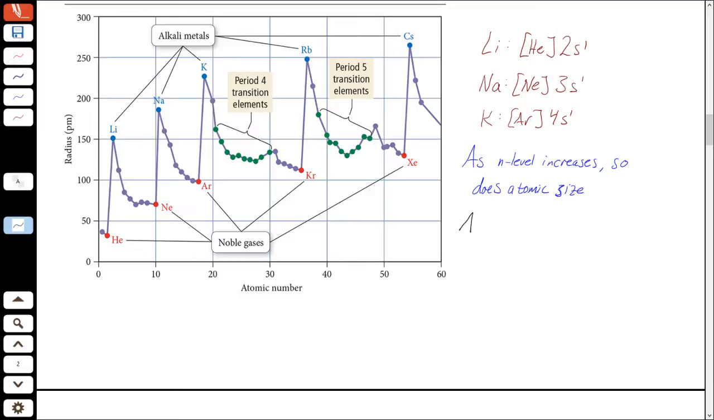Let's see, let's word this a little bit differently. So the size decreases as you go across the periodic table.